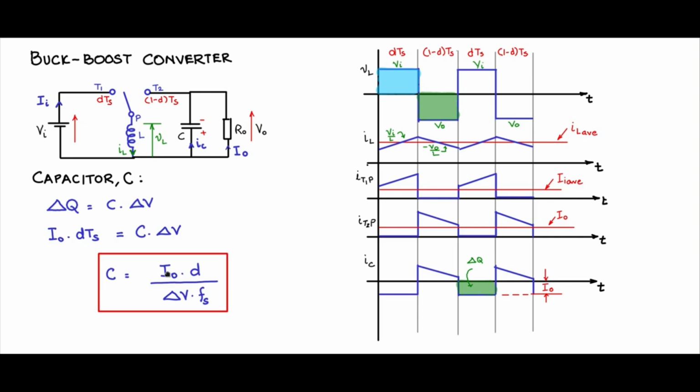I0 is known from the output spec, D is calculable from the input-output voltage relationship spec. Delta V is a spec of the output voltage ripple. Fs is the designer parameter, chosen by the designer depending upon the frequency at which the single pole double throw switch is being operated. So using this equation you can arrive at the value of C.